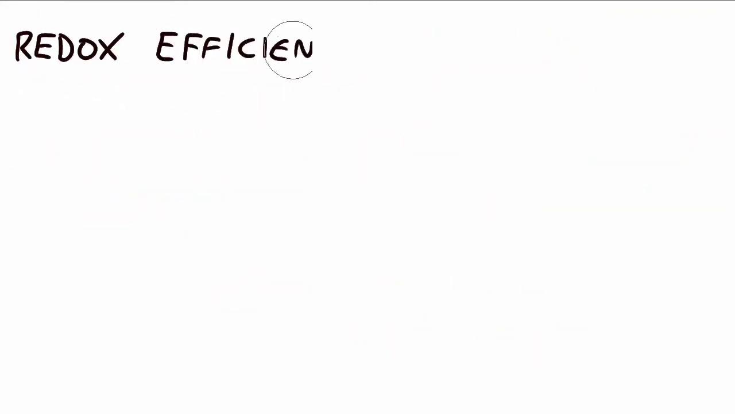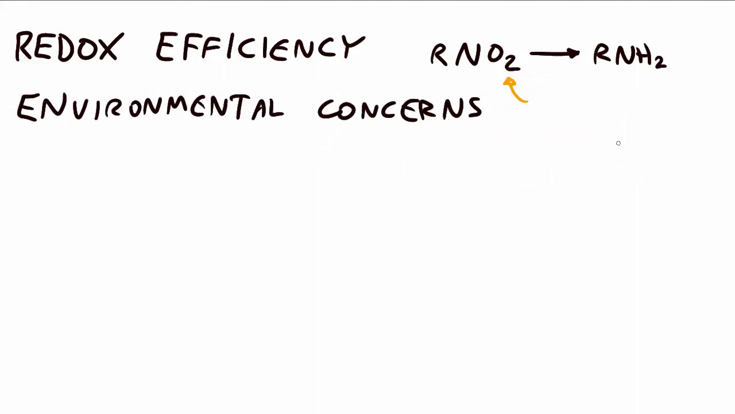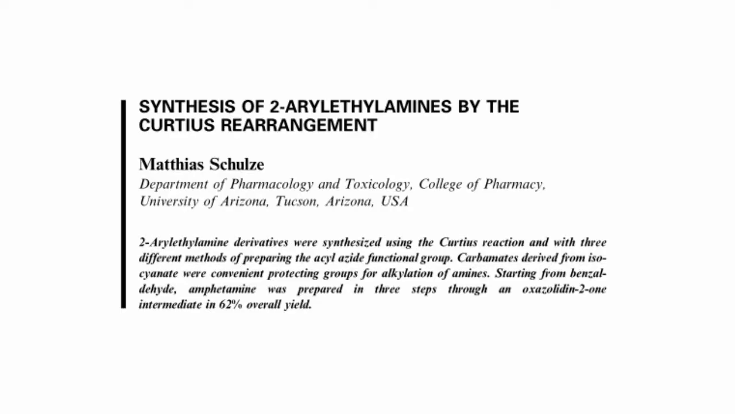But what would be really nice is if we didn't need to reduce the nitro group at all, because if you think about it, we're putting in a lot of reducing equivalents to take this oxidation state down. That's putting a lot of energy into the substrate, and really, in environmental terms, it's quite a redox inefficient route, and as modern chemists we should be trying to make our synthesis routes green and efficient as well as high yielding and effective.